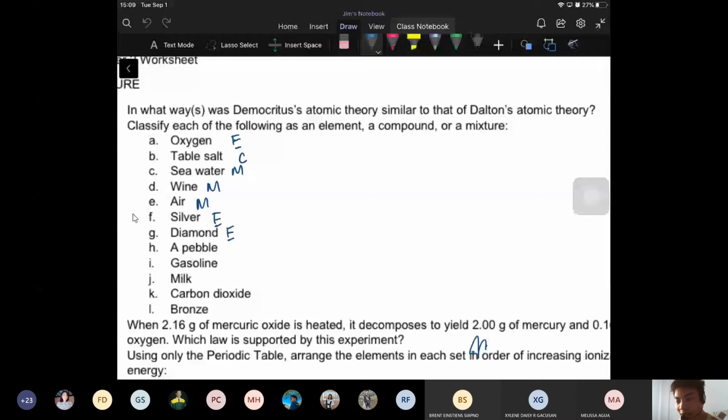Milk. Aiza: Mixture. Milk is a mixture. What is milk made of? It has fats, water, and minerals, all mixed up. Carbon dioxide. Piel Collado: It's a compound. Yes, compound, because it is only CO2 all throughout. And lastly, bronze. We'll have Alessandra.